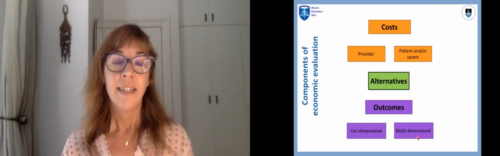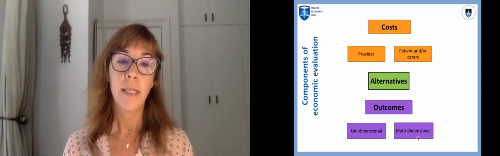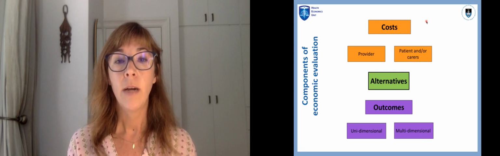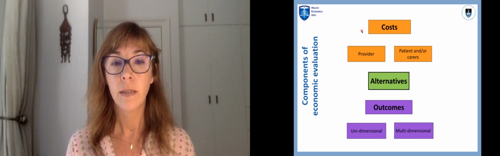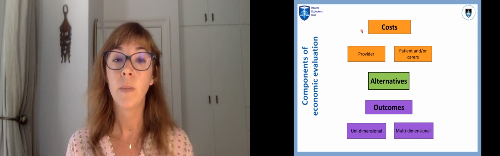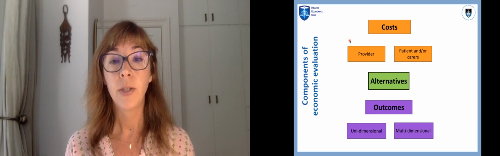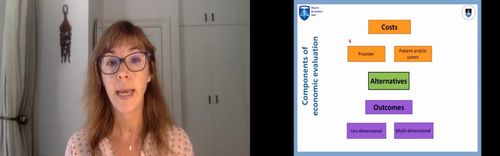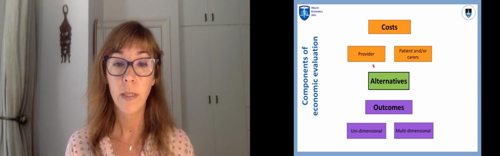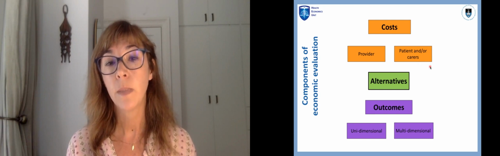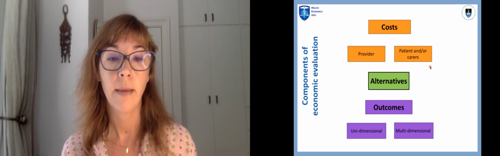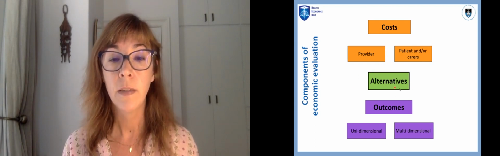So this slide tries to summarize for you some of the core components of an economic evaluation. In the orange at the top, we have costs. And in any economic evaluation, costs are expressed in terms of a perspective. And the two main perspectives I'm going to talk about today are the provider perspective, which are the costs incurred by the provider of the service, versus the patient or carer's perspective, which are the costs incurred by the patient in seeking this care. In the middle, we have the alternatives that are being considered.